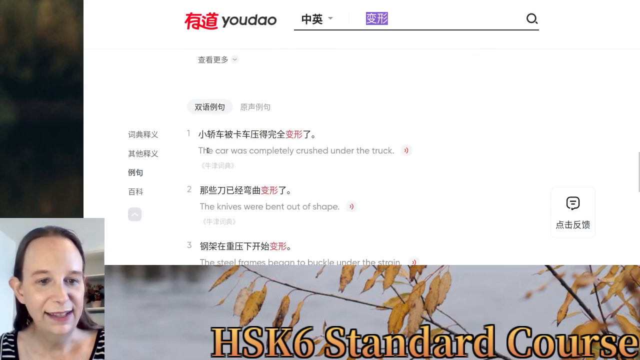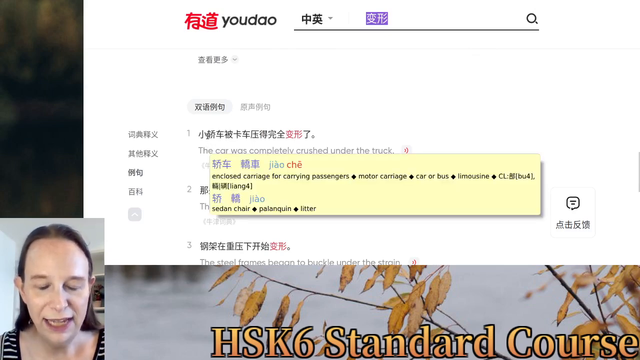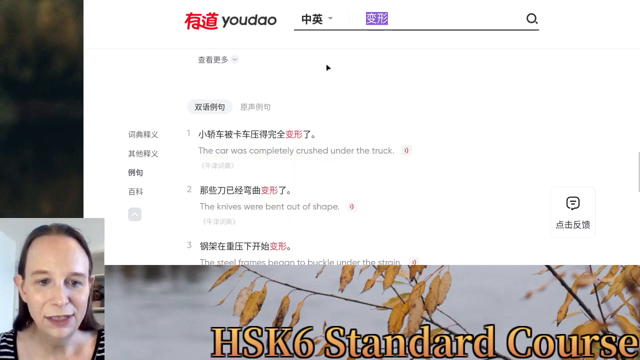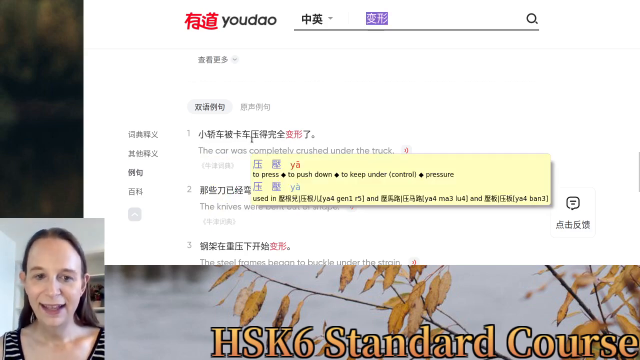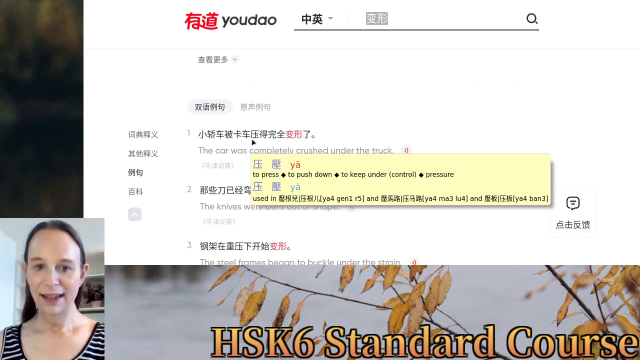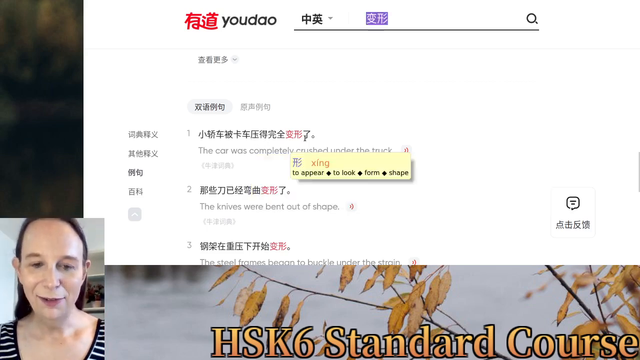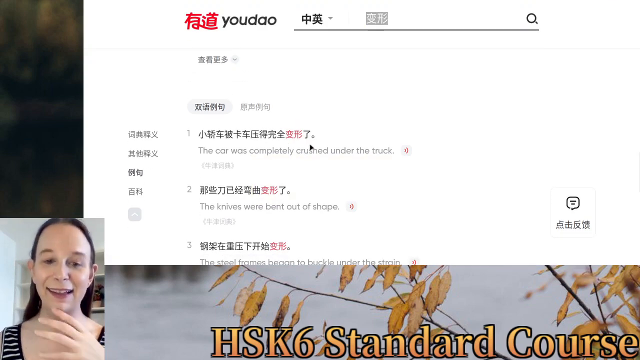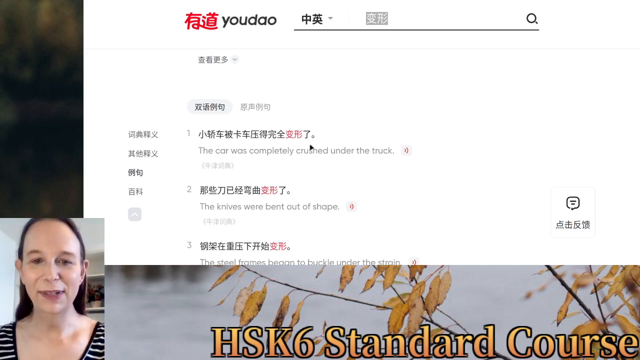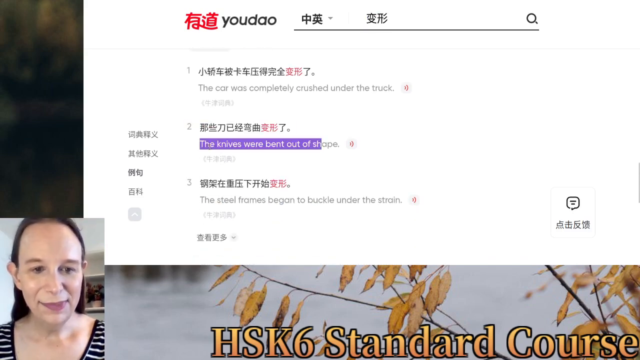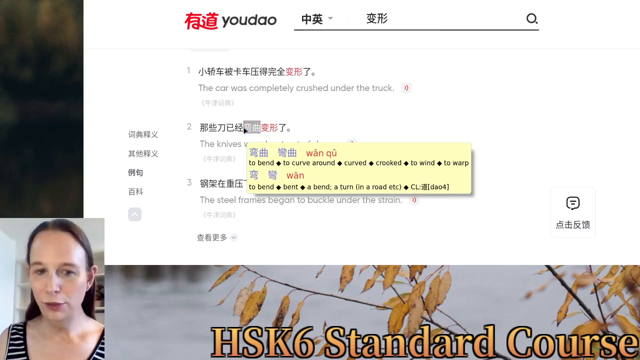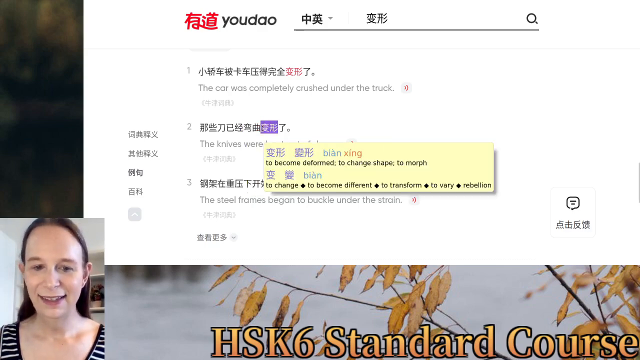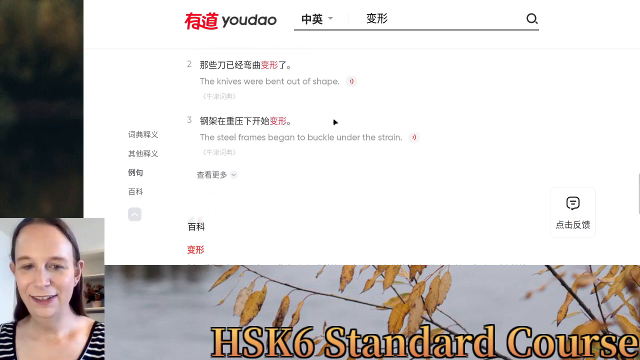Yeah. 小轿车 is 轿车. 小轿车被卡车压得完全变形了。So 压 meaning to compress. The truck is on top of the sedan. Yeah, 压得完全变形了。It's compressed to the point it's unrecognizable as a car. 那些刀已经歪曲变形了，弯曲变形了，弯曲 bent. Bent to the point where it's deformed. Deformed in terms of shape.